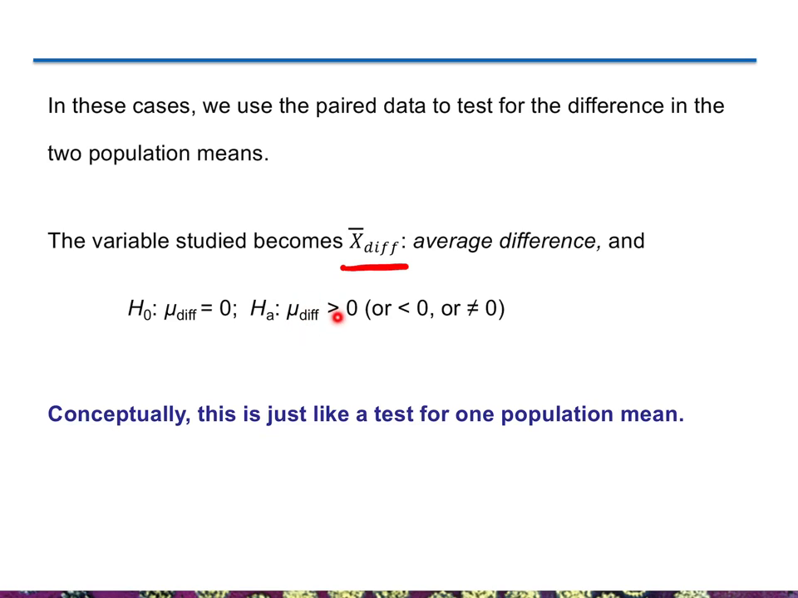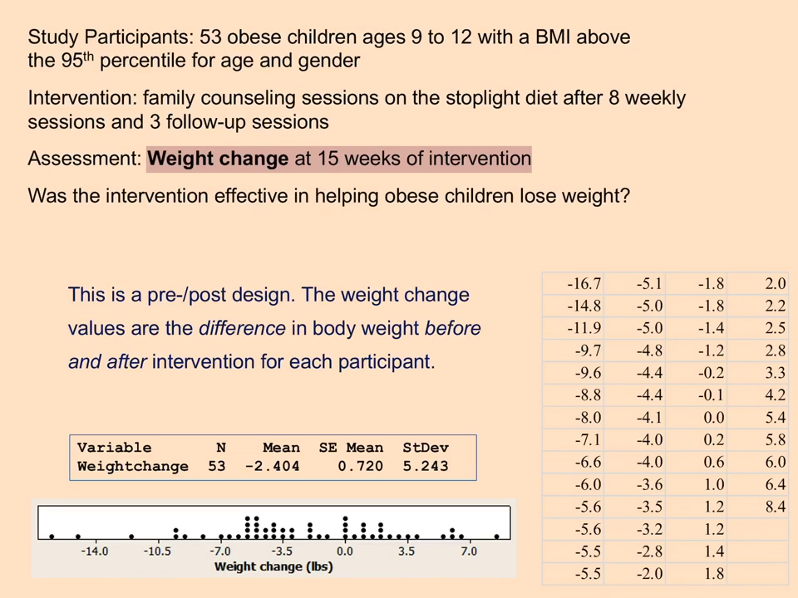The alternative could be that the mean difference is greater than 0, or it could be less than 0. Both of these cases would be a one-sided alternative. Or it could be that the mean difference is simply other than 0, different than 0. It could be greater than, could be less than. This would be a two-sided alternative, okay? So this is essentially the same thing as a test for one population mean. It's just that we're looking at the mean difference between two separate measurements of something.